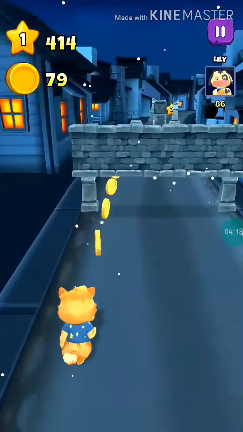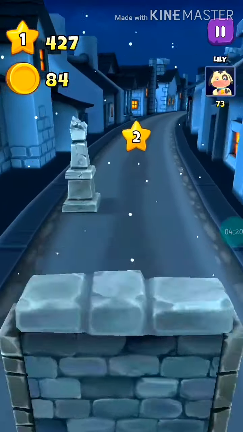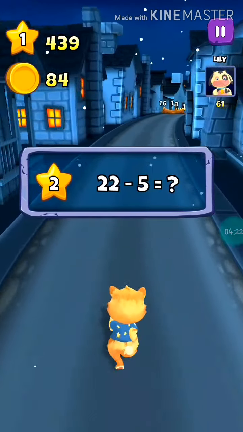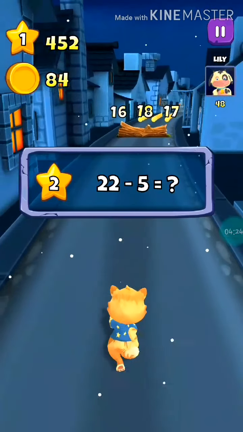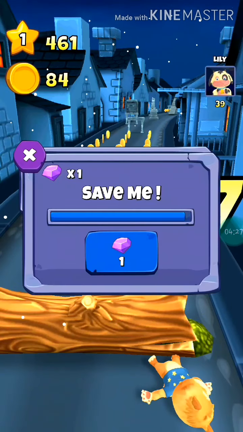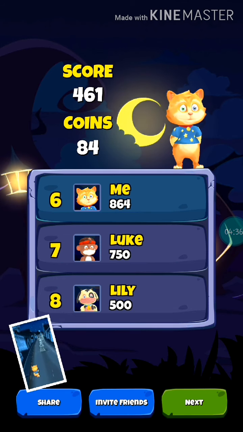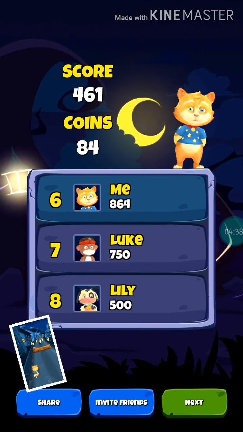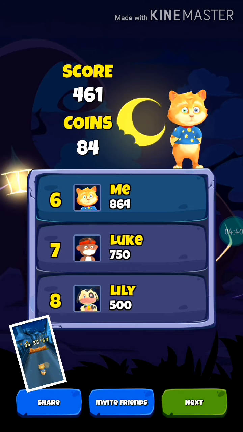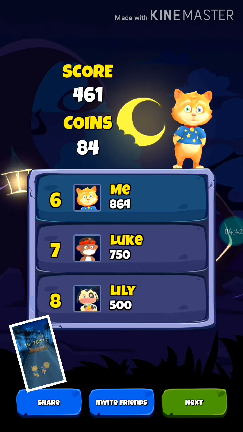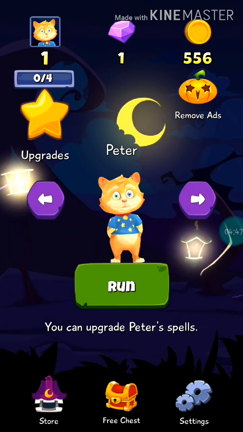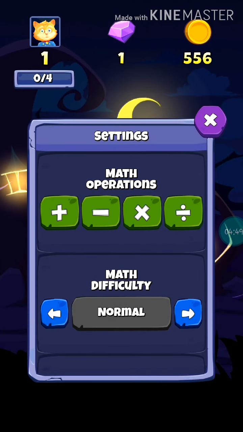In this way you have to go by collecting coins. Again one math question will come. 22 minus 17. Oh, before jumping I just died. So in this way you have to do it. See, this time my coins are very few and score is also less because I died earlier. So in this way you can play the game.